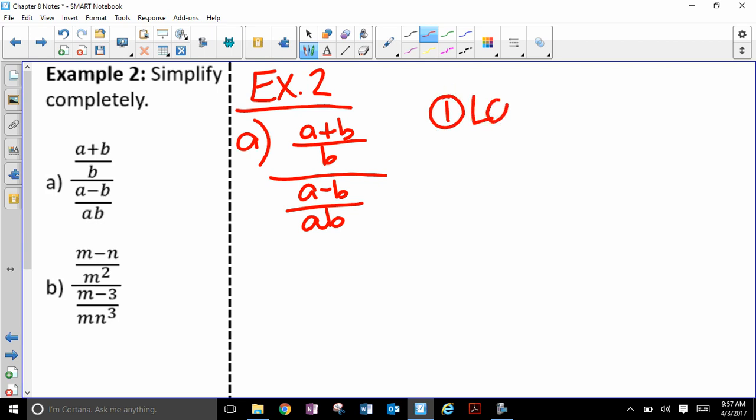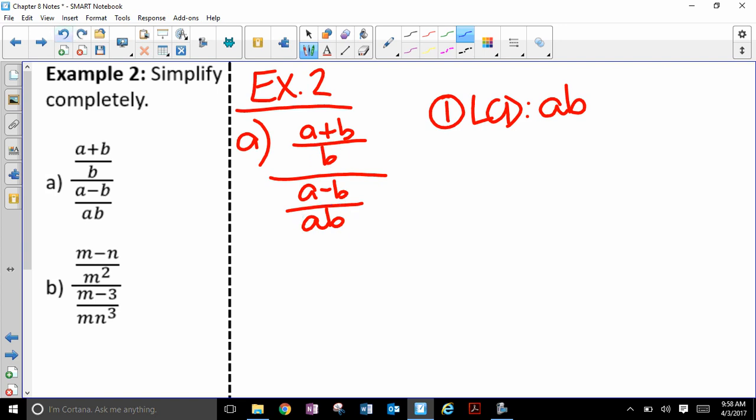So step 1 says we need to find the LCD for this b on the bottom of the top fraction and ab for the bottom of the bottom fraction. So our LCD here would be a and b, because again, you have to look at this denominator and this denominator of the smaller fractions. And so between b and ab, we would have ab.